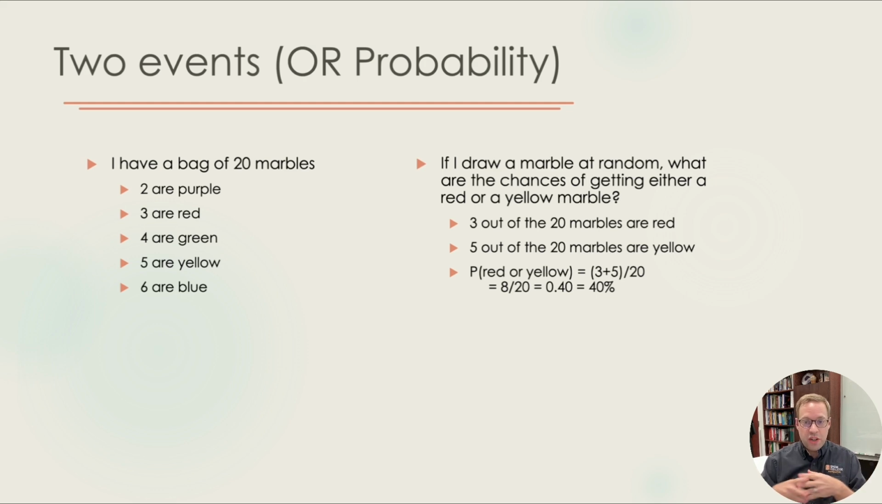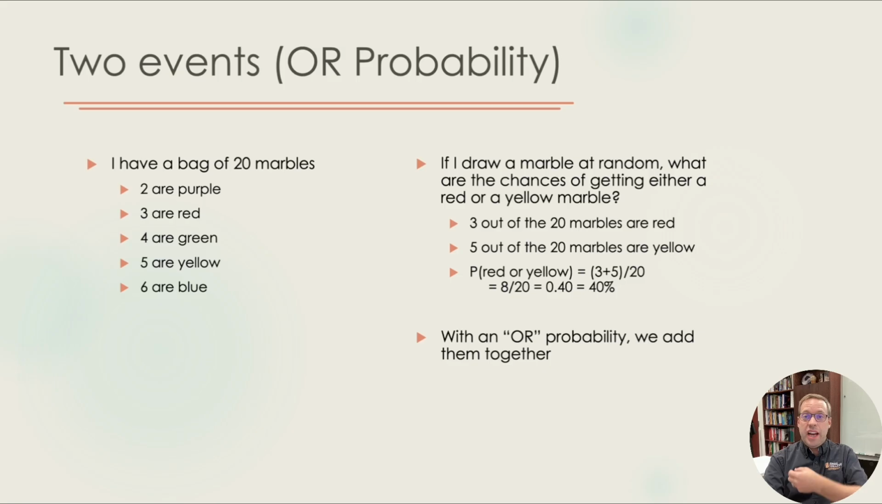So the probability of drawing either a red or a yellow would be the total number of successful marbles, 3 plus 5 is 8, out of the total of 20 marbles. And 8 over 20 would be 0.4, which, as we discussed before, would be 40%. Great. That's pretty simple. So that brings us to the definition of an or probability.